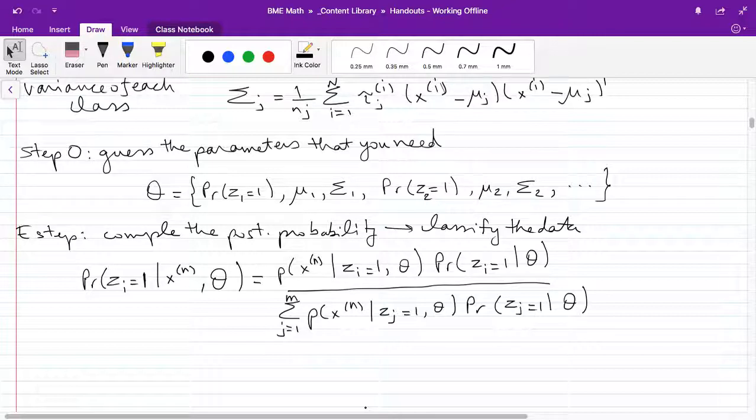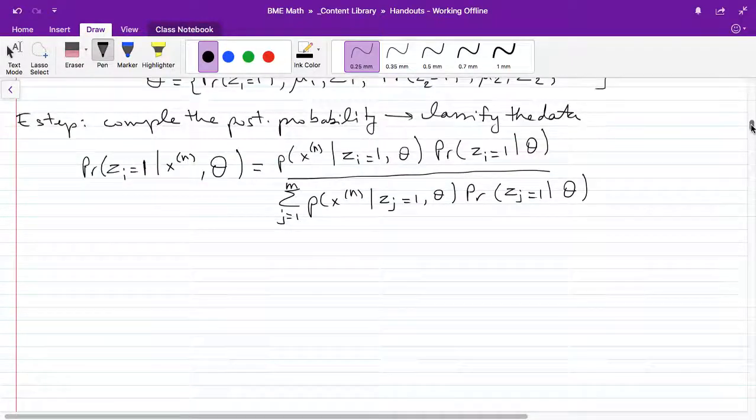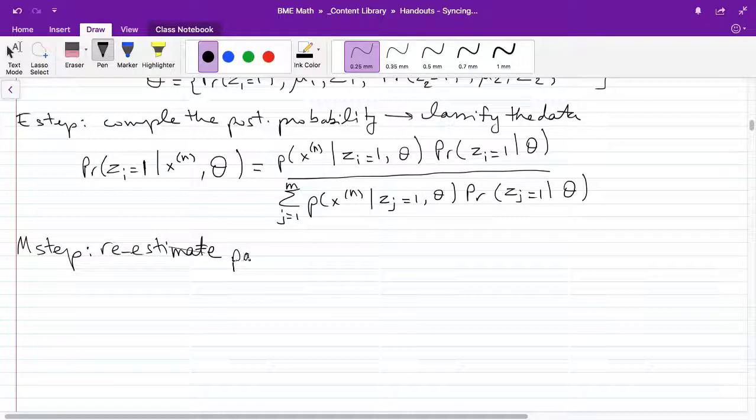So if you had the data labeled, you could compute the posterior probability. Now, in the M step, you now have your data labeled. Go back and maximize the likelihood of observing the data that you actually observed. So the M step is a maximum likelihood step. Re-estimate parameters.